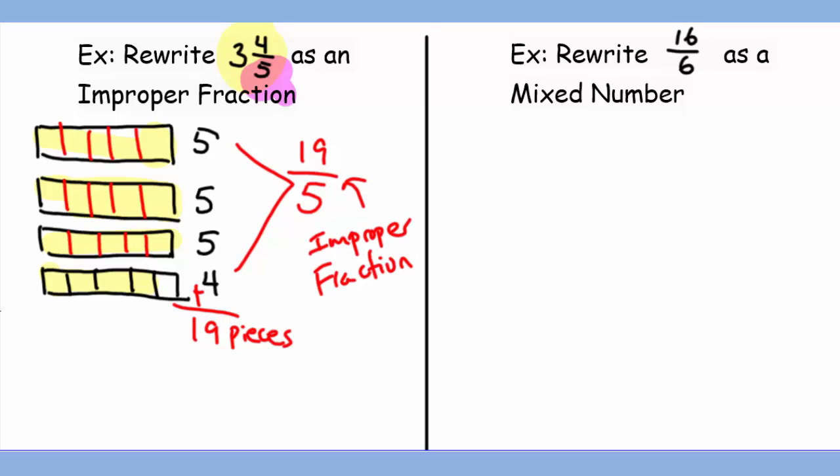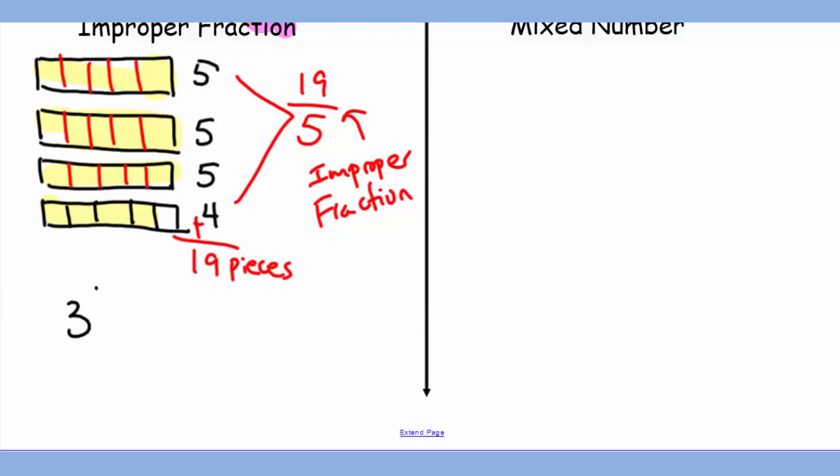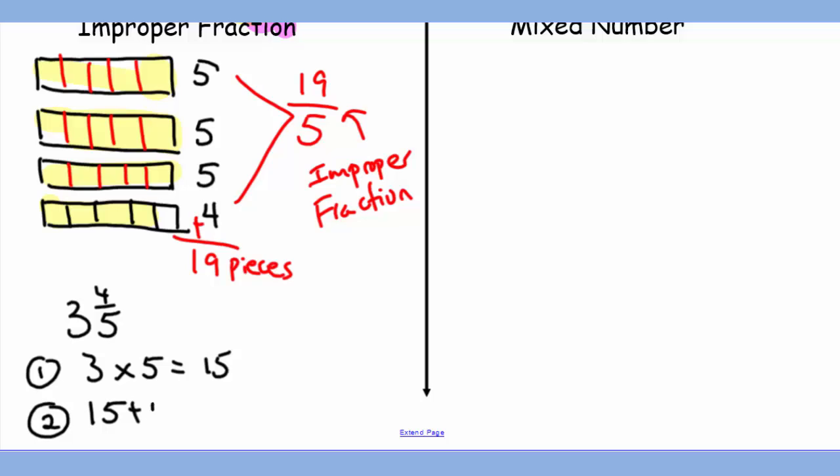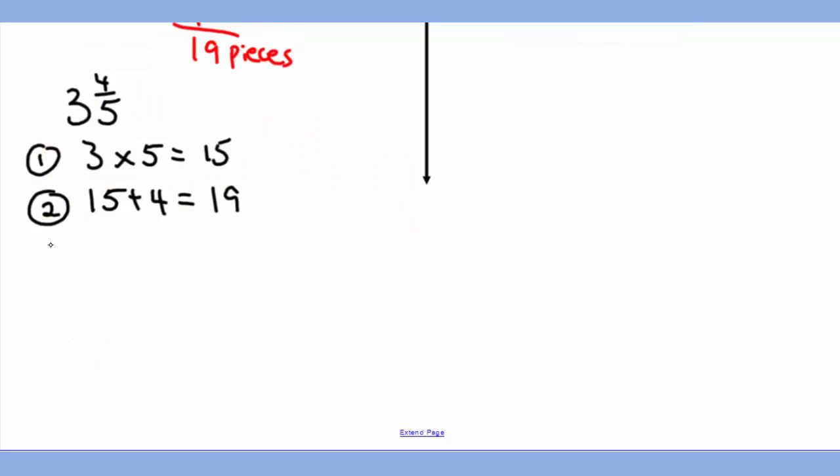Now, how do you do the same mathematically? With 3 4/5, the first thing you must do is take the whole number 3 and multiply it with the denominator. You get 15. After that, you add the 15 to the numerator, which gives you 19. And the last step will be writing the answer over the denominator from here.